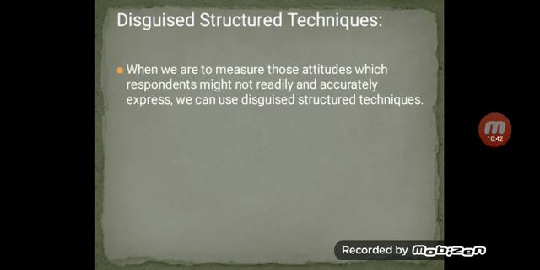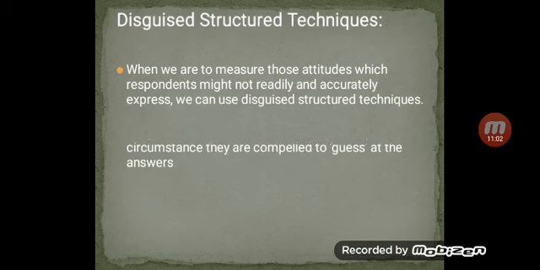Next is the disguised structured interview. Here they will not reveal anything, and it will be a formal technique. When we want to measure those attitudes which respondents might not readily and accurately express, we can use disguised structured techniques. If the respondent is not ready to give answers when they are not formally communicating, then this type of question can be asked with this method.